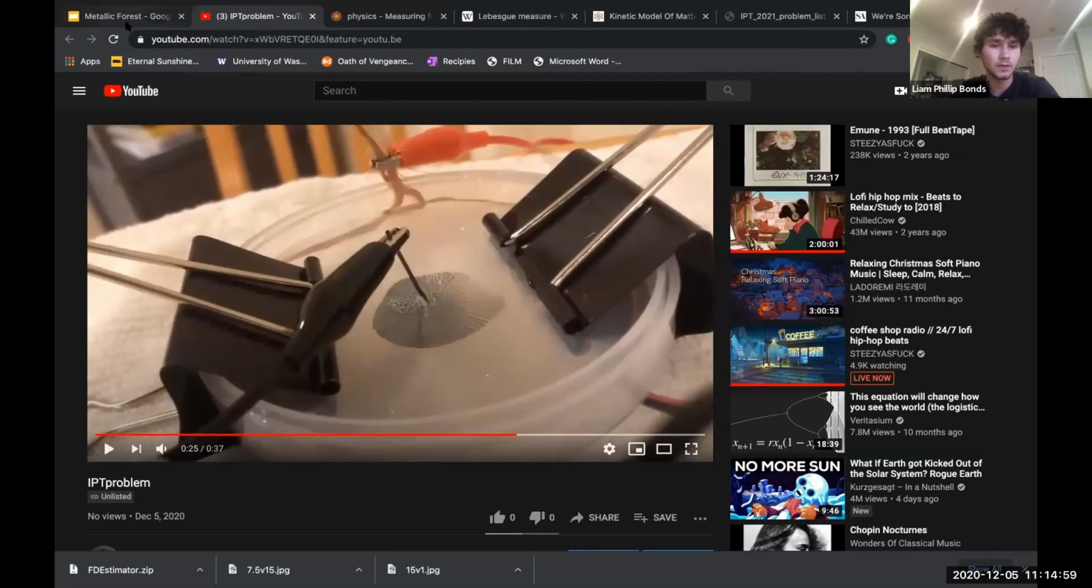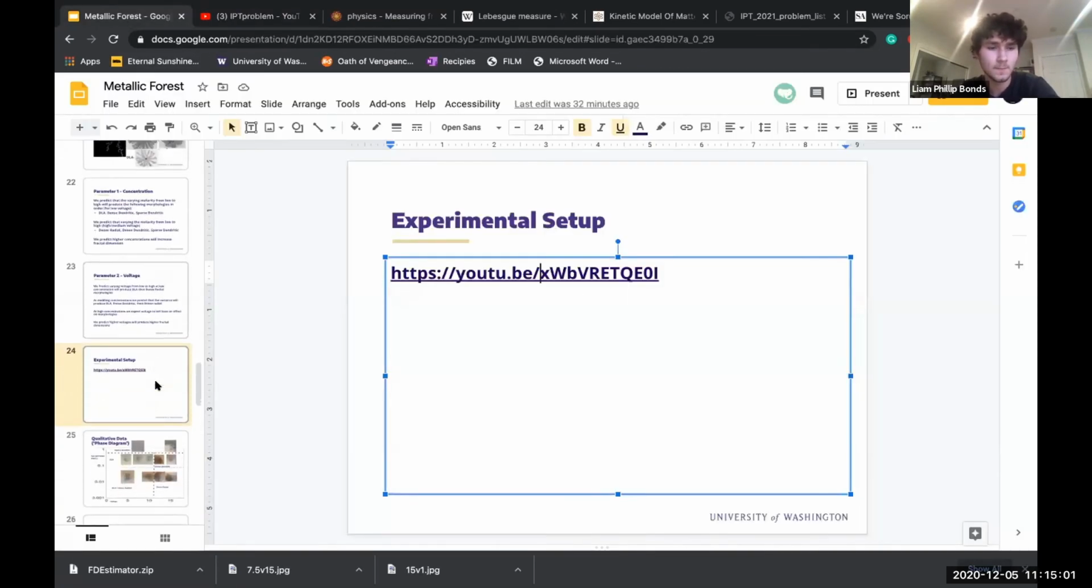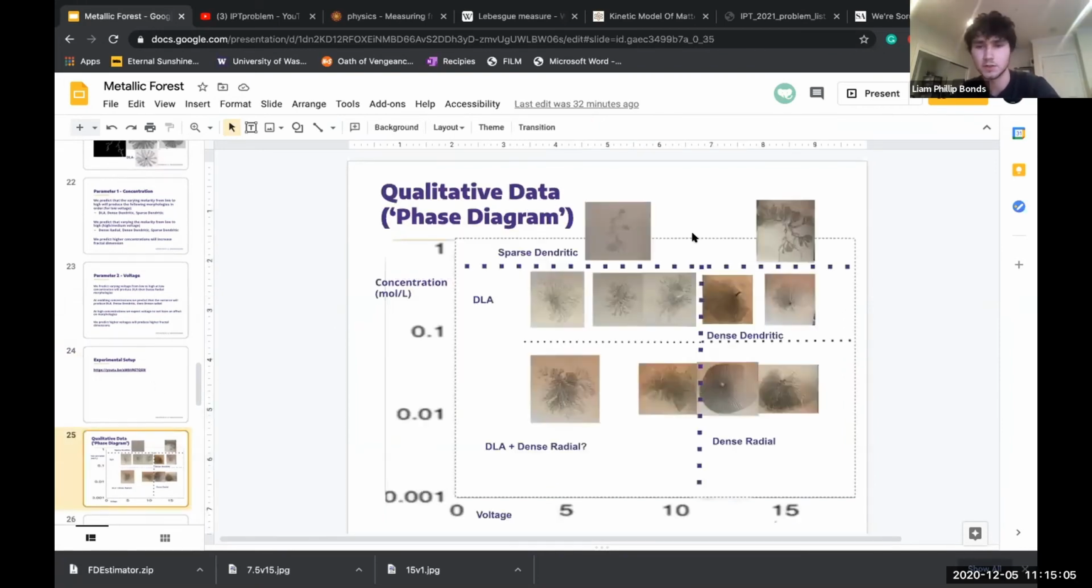And so you were controlling for the two parameters that you mentioned above? Yeah. And so we actually constructed a phase diagram based off of this. And so we showed with variation of concentration and voltage, we could produce different phases. We produced sparse dendritic with concentration over 1 molar.